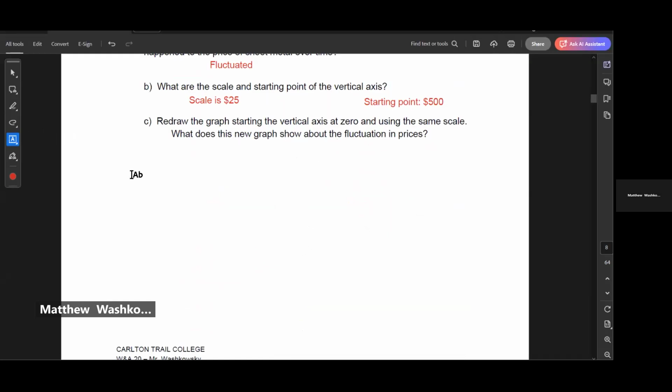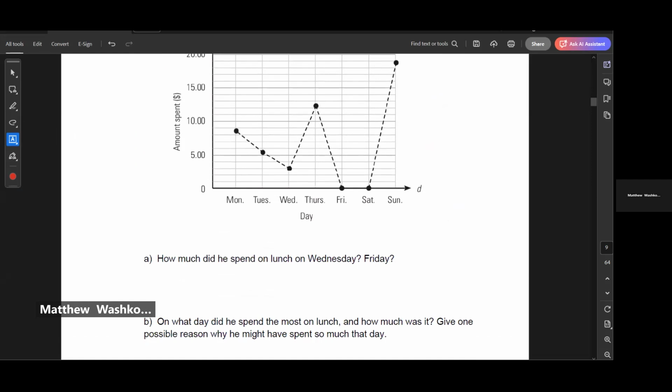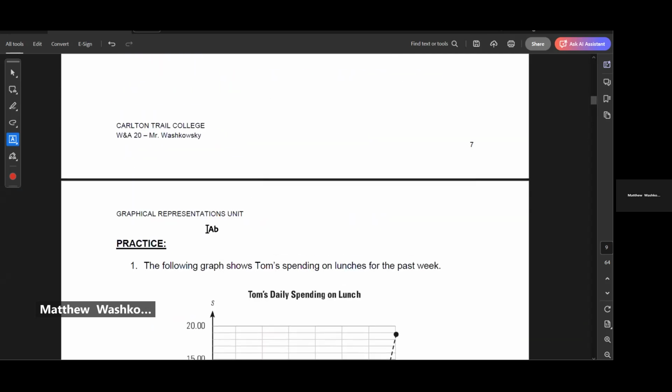So what does this new graph show about the fluctuation in prices? The fluctuations are less severe than anticipated. That's simple. So what you should be doing now is you should be able to practice all of this, and you should be able to complete all of it up until question, I believe it's 10? No. All the way up until question 12. So complete all practice questions from 1 to 12.